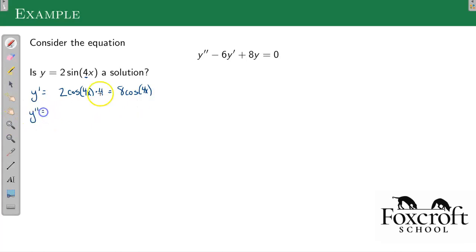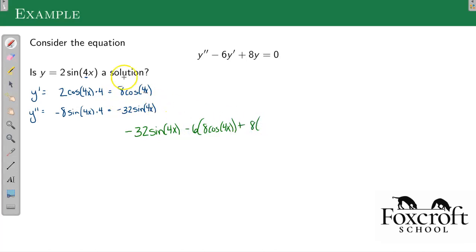Then for y double prime, we take the derivative of the derivative. So we get 8, and the derivative of cosine is negative sine of 4x. Again, remember to do the chain rule, because of that 4x we get 4. That gives negative 32 sine of 4x. So now we have the derivatives. We're going to plug them into our differential equation and just see what happens. So y double prime, minus 6 y prime, plus 8 y, where y is our original 2 sine of 4x.